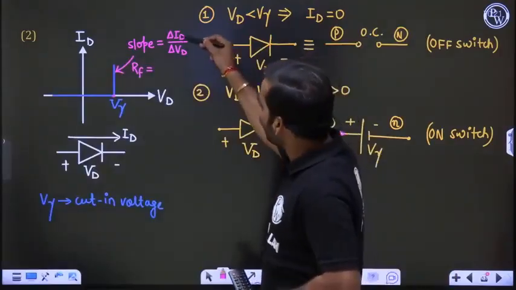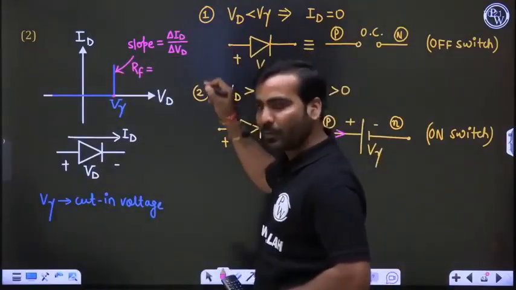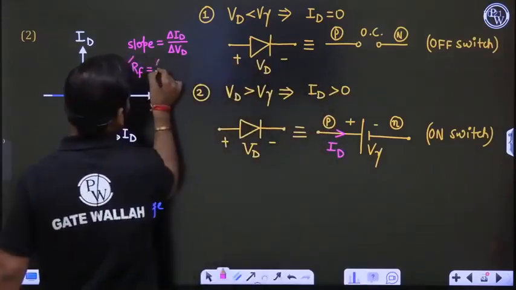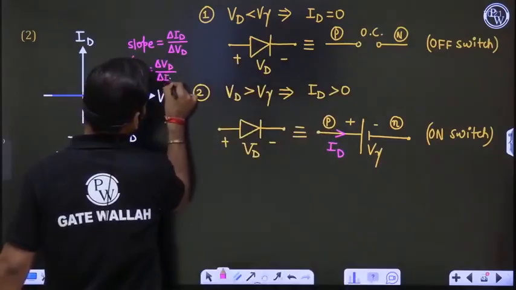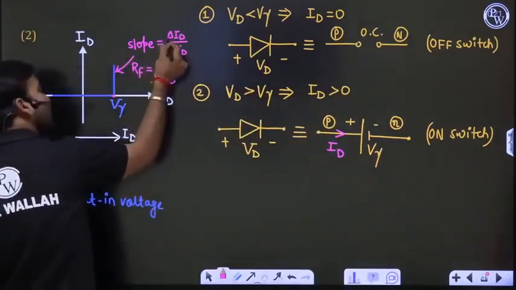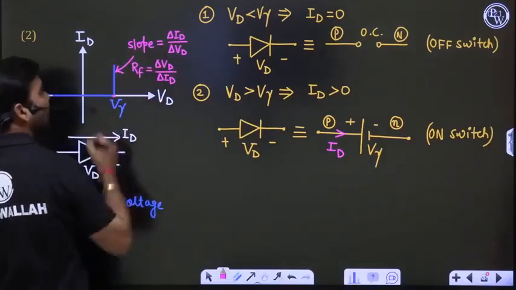Is this written V upon I or I upon V? I upon V. Let me write RF equal to V upon I, which is delta VD upon delta ID. Then these are the two equations. What is the relation between these two?